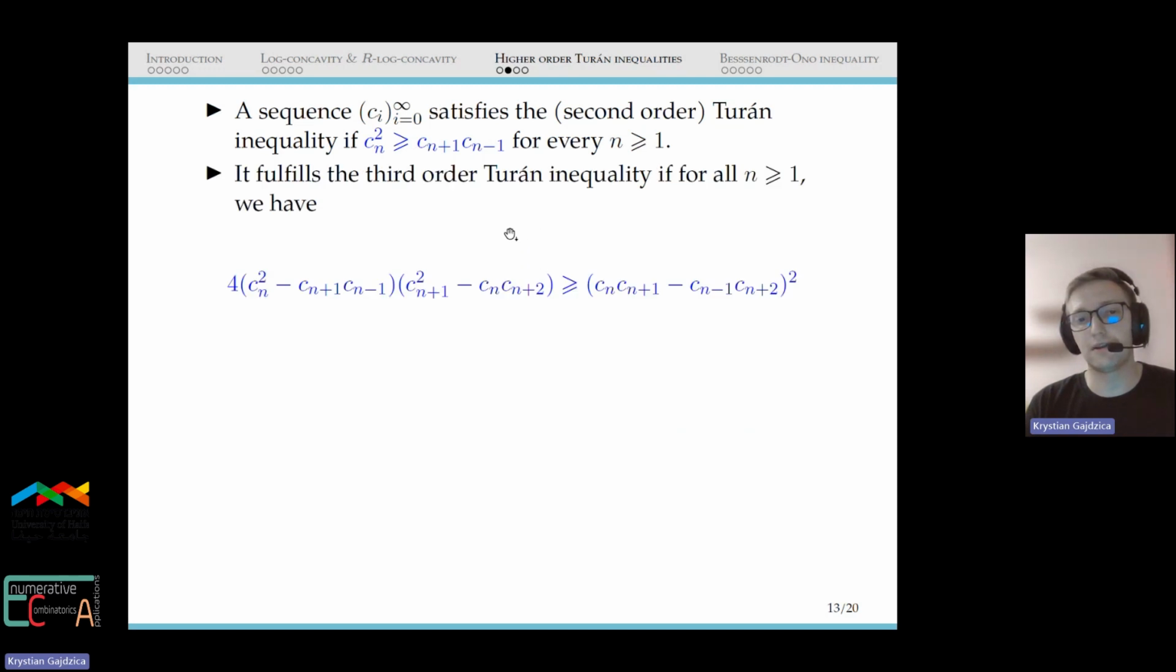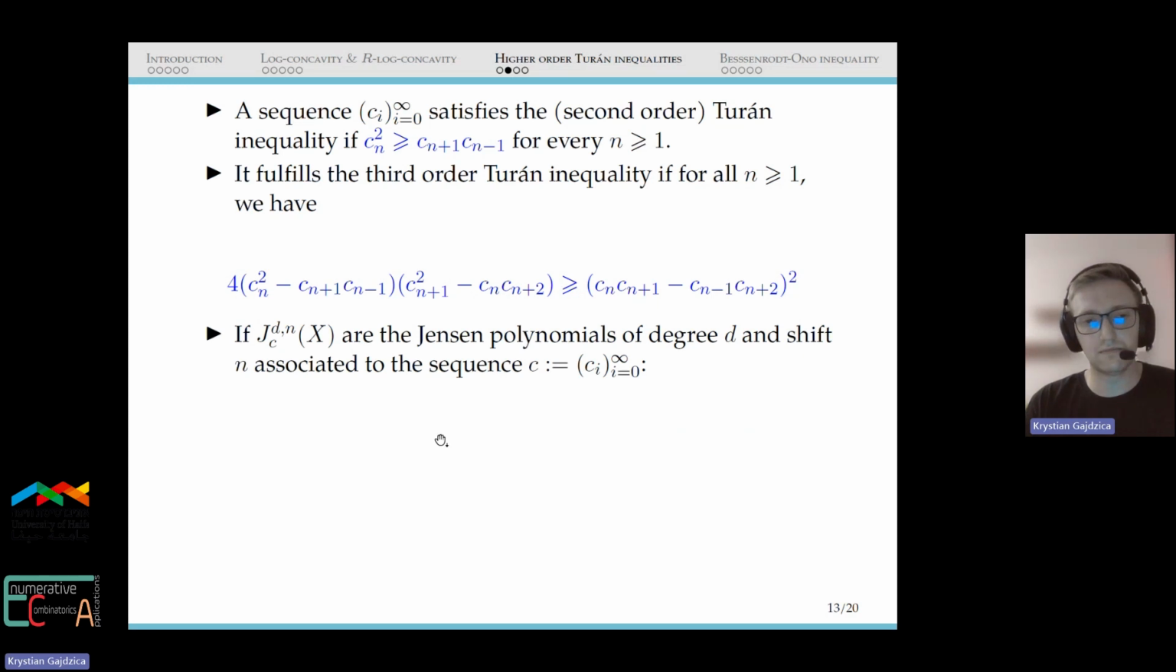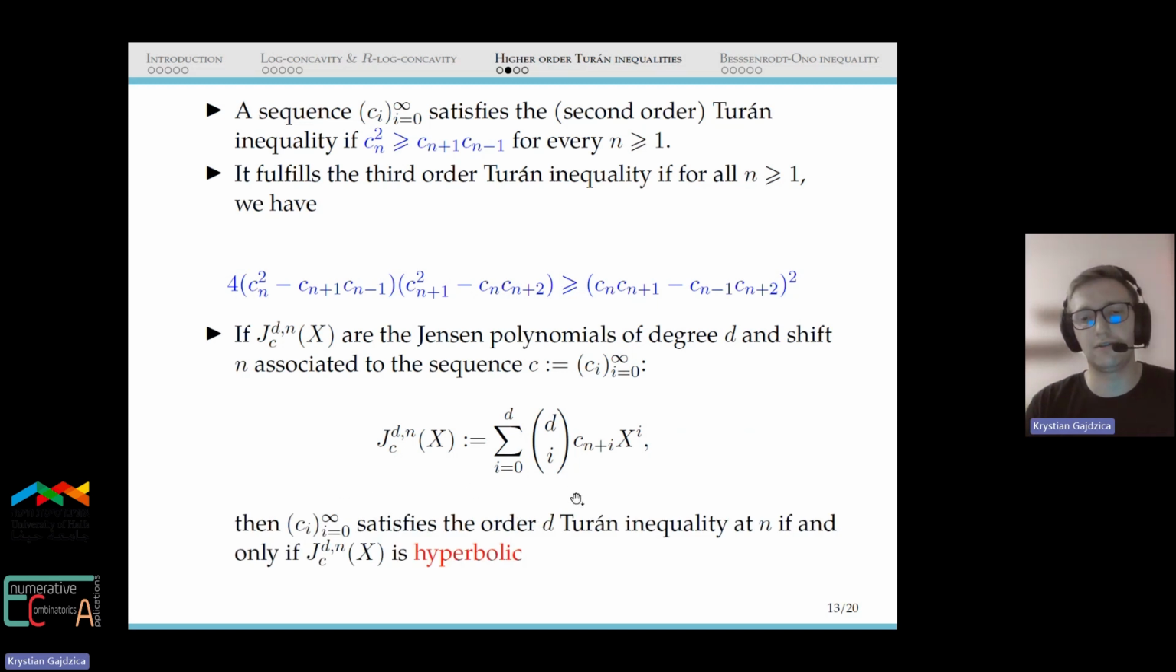It fulfills the third order Turán inequality if the following inequality holds for all positive integers n. And now instead of writing down all the inequalities directly related to the order d Turán inequality for each d greater or equal than 4, let me state these problems equivalently. In order to do that, we can assign the Jensen polynomial of degree d and shift n to the sequence C, which is given by the following expression. And now it is known that the sequence C satisfies the order d Turán inequality at n if and only if this associated Jensen polynomial is hyperbolic, meaning that all of its roots are real numbers.